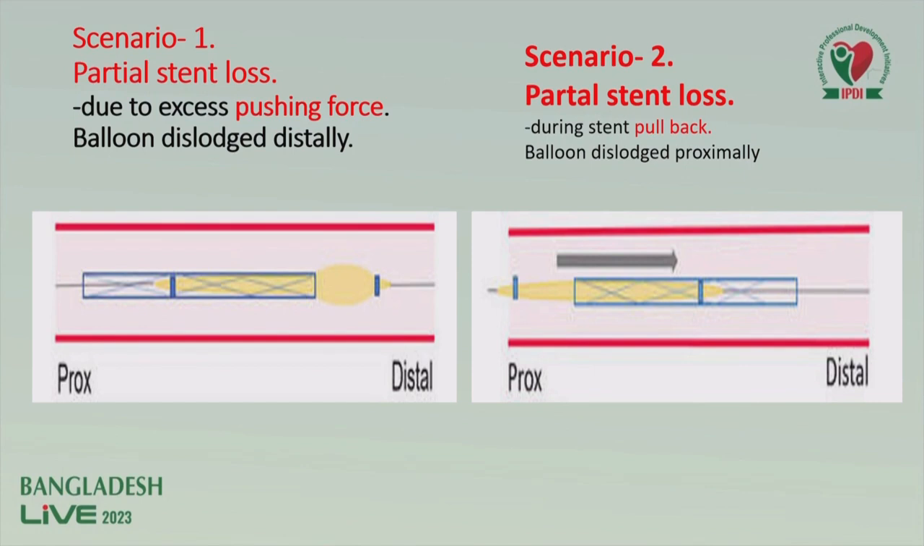One is the partially lost stent. That means, especially when forcefully pushed, the stent is behind and the balloon goes beyond the stent. Sometimes when the stent is not going up to the lesion, we pull back the balloon and the stent, and at that time the balloon may be lost from the stent. In these circumstances, one way is to remove the stent as well as the balloon after a small inflation of 2 to 3 millimeters, and everything can be pulled back.